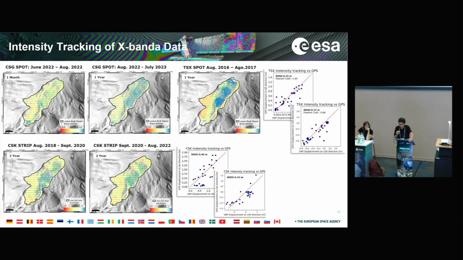And these are some results. The maps represent the deformation projected along the slope for the Lazaun rock glacier, and have been derived by processing pairs spanning 1 month, 1 year, and 2 years. Here you can see that in all cases we see the large deformation occurring in the upper eastern part of the glacier, which is indeed the area experiencing a lack of coherent targets. We were also able to perform some comparison and validation by using GPS data where available, with a root mean square between 0.3 and 0.4 meters.